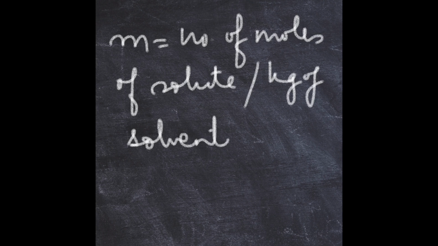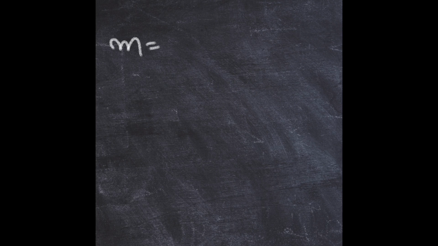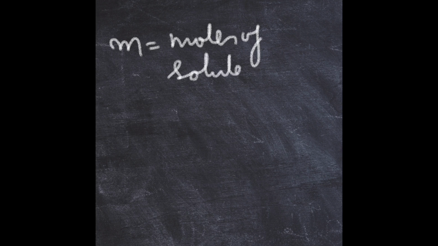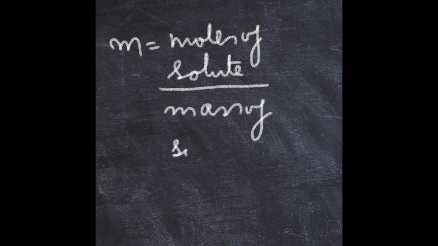So when we write the formula, this becomes small m is equal to moles of solute upon mass of solvent, multiplied by 1000, because it has to be in kilograms, right? So this is the formula.